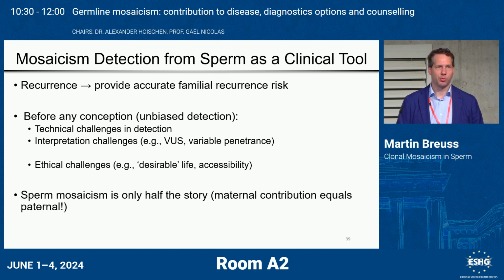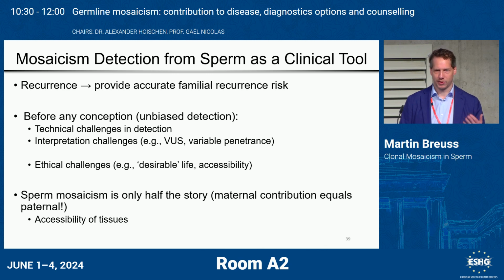Then something we do want to stress is that sperm mosaicism is only half of the story. The maternal contribution really equals the paternal contribution. However, because sperm is accessible, it is a very good first starting point, and because 80% of de novo mutations are on the paternal haplotype, we can provide accurate recurrence risk, together with the haplotype phasing that was mentioned before, if we do sperm mosaicism analysis.